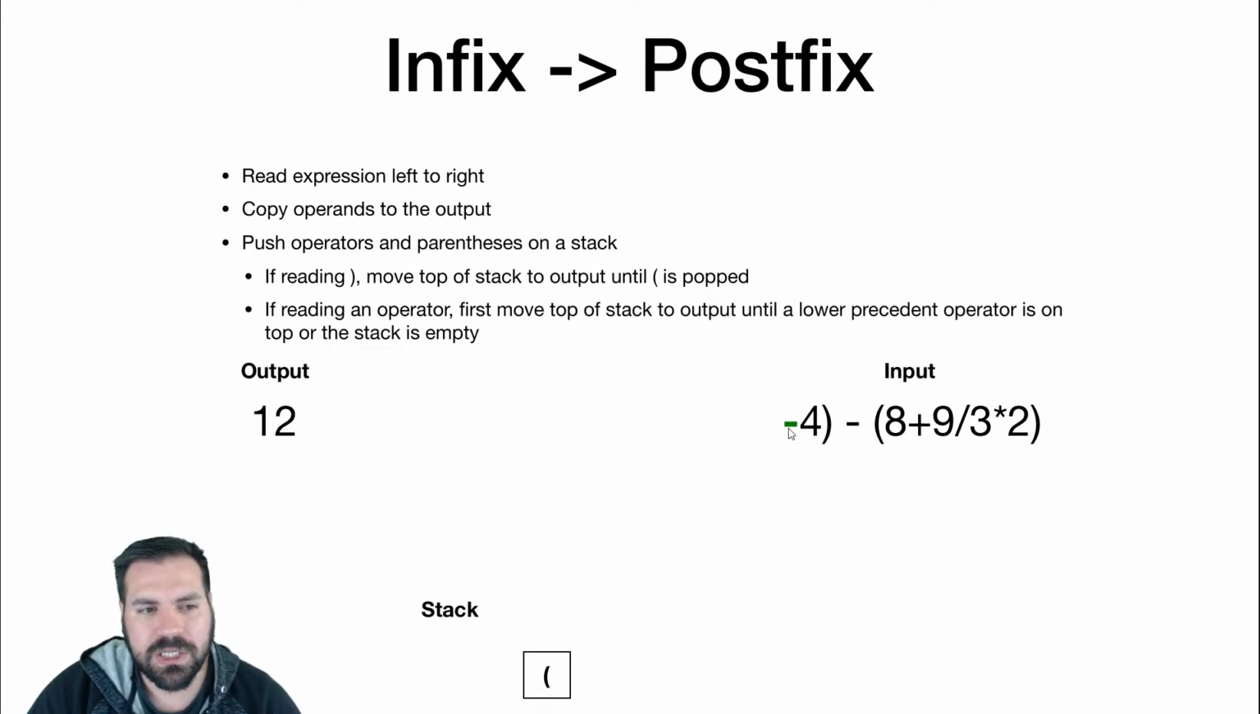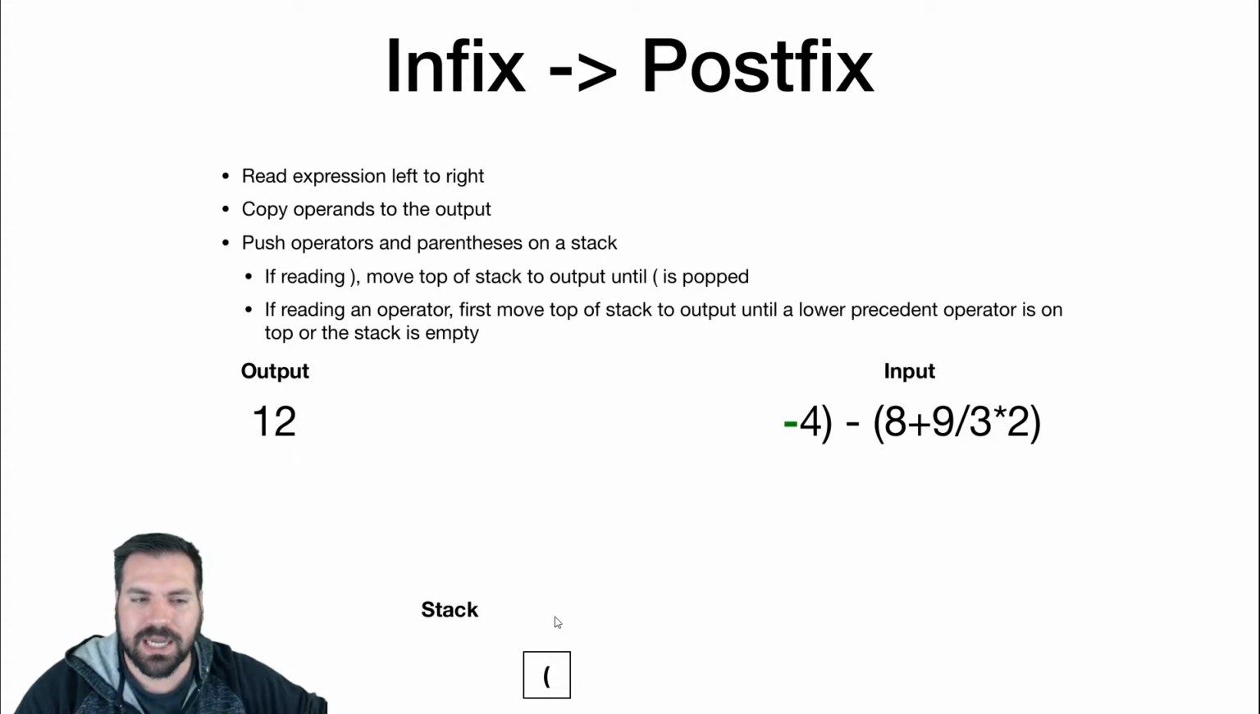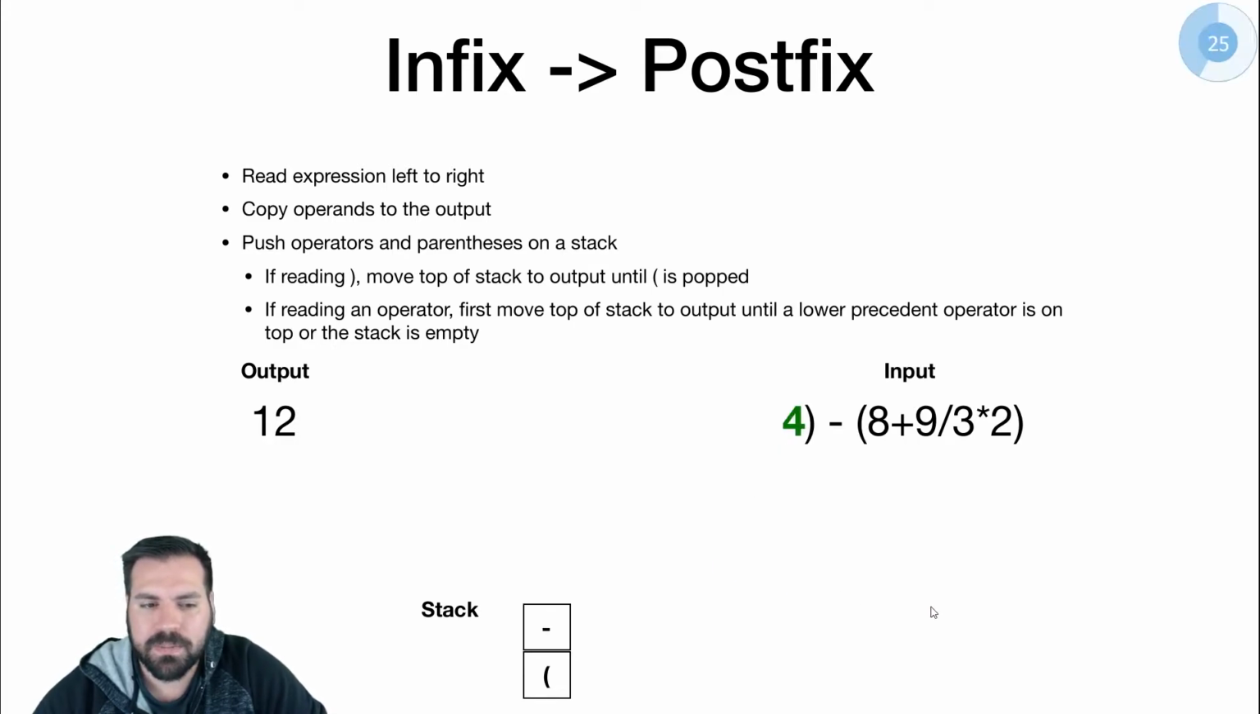Then we're going to push this onto the stack as long as the top of the stack is not an operator which has equal to or greater precedence, where greater precedence means it should be evaluated earlier. So if multiplication or division was on the top of the stack, we would copy it to the output and then push subtraction onto the stack. We don't have that. We just have an open paren, which is effectively an empty stack. So we're going to push the subtraction onto the stack.